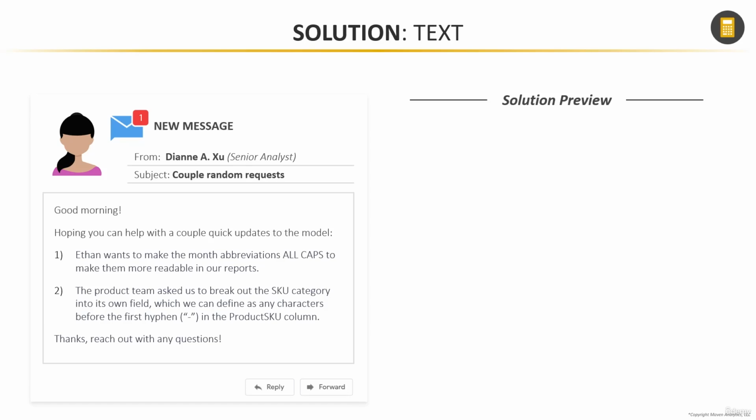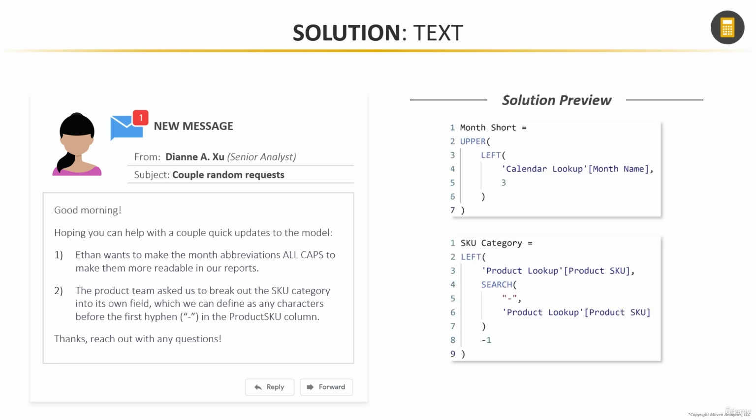All right, so we've got our solution walkthrough. And just as a quick reminder here, Diane had reached out asking for help updating the month short column and creating a new column for SKU category. Now, after working through it, your solutions should look something like the following.